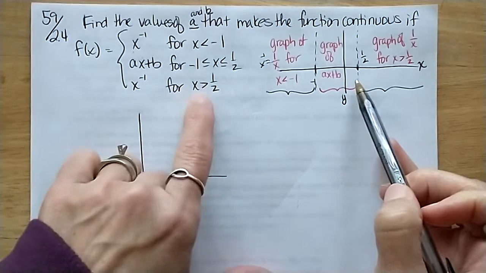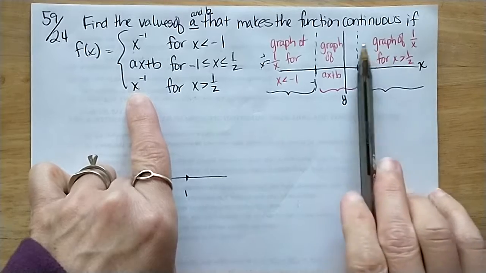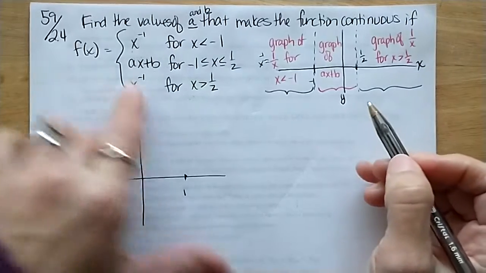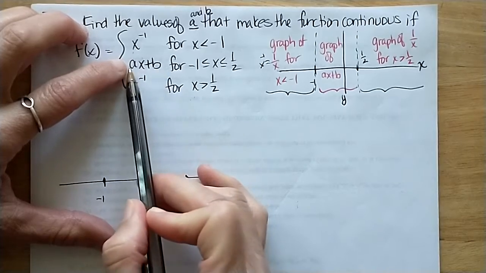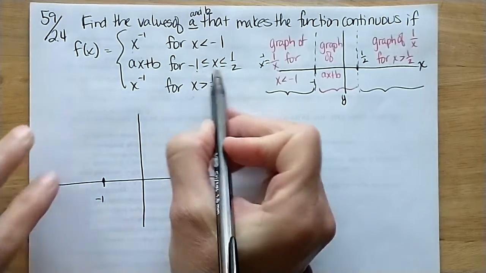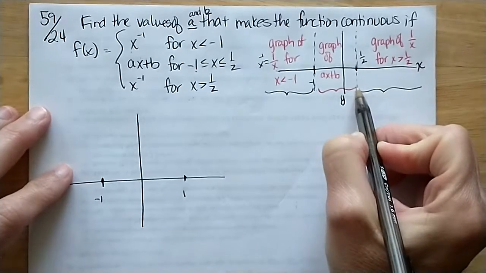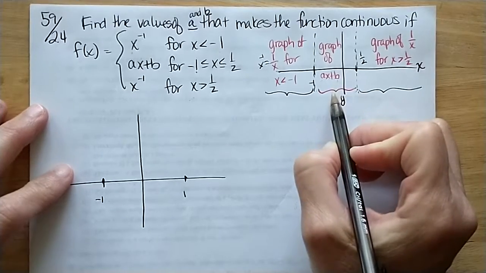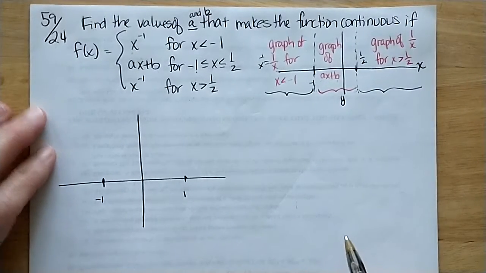And for x greater than 1/2, our graph looks like x inverse, or 1 over x. So in this section of the graph, it's going to look like the graph of 1 over x. And the middle section is the part that we've got to figure out. We've got to figure out what a and b are for x between and including -1 and 1/2. So in between x equals -1 and 1/2, our graph is going to be linear. And we just need to figure out those constants a and b that make it the right linear function to make this entire piecewise defined function continuous.